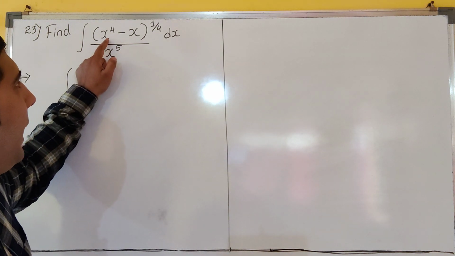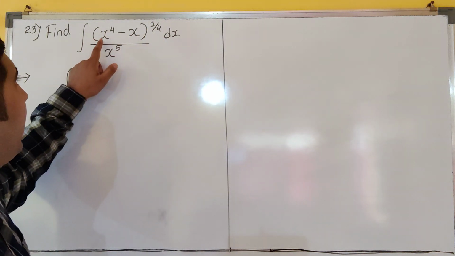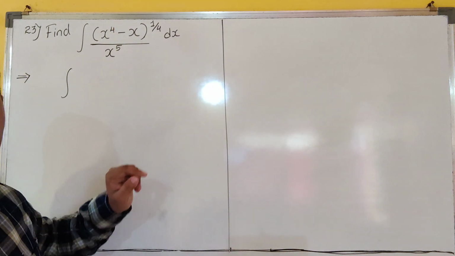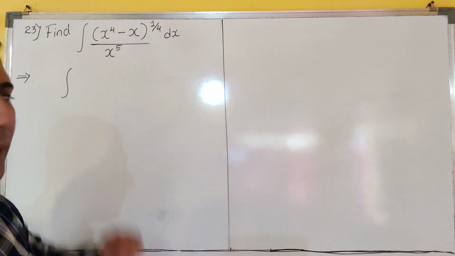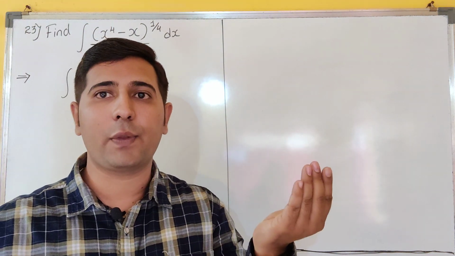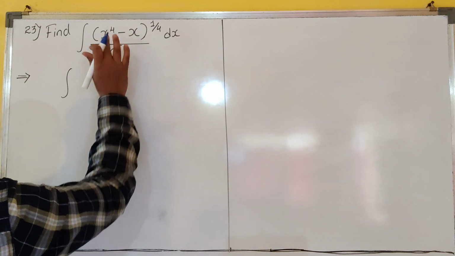Here, dear students, we have x raised to 1/4. In this, which has more power, x or x raised to 4? Here nothing is there, meaning 1 is there. x raised to 1 is greater or x raised to 4 is greater? x raised to 4 has the higher power, no? So you take that x raised to 4 out. If I take it out, what will happen, you know?